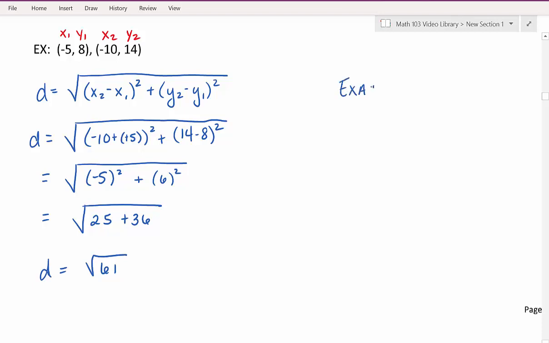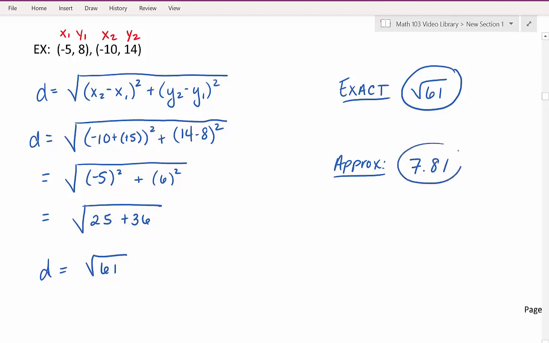For the exact answer, we just want to simplify our square root. Well, it turns out there's not a perfect square that's a factor of 61. This is simplified. This is our exact answer, square root of 61. We then want a decimal approximation. So we'll plug square root of 61 into our calculator and round to the nearest hundredth. We get 7.81.